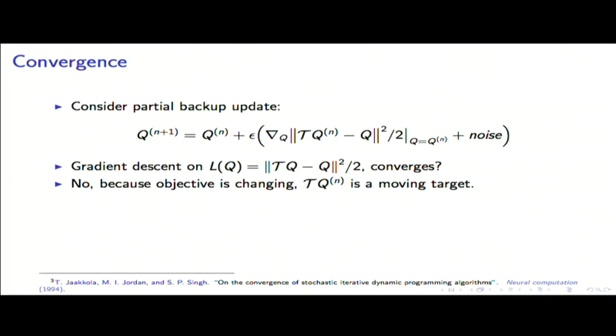Does this just nicely converge? I mean, it seems like we're just doing gradient descent on this objective right here. Well, unfortunately that's not exactly what we're doing, because this quantity Q is changing. If this Q value in here were fixed, then we would just be doing gradient descent on our loss function here. But this thing is changing, so it's like we're chasing after a moving target. Like here we've got Q, and we've got TQ, and Q is chasing after TQ, but it's always running away.